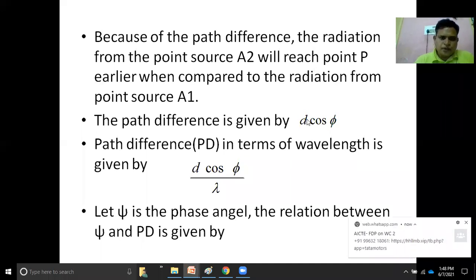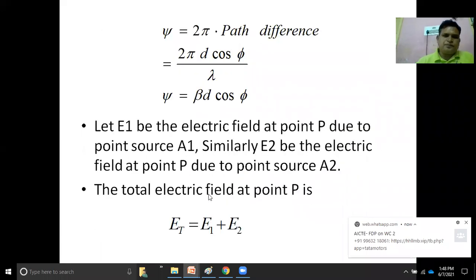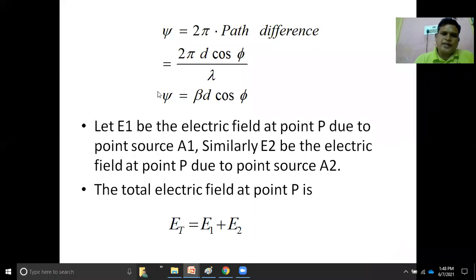Here, the path difference in terms of wavelength is d cos phi divided by lambda. We already know that the phase angle is denoted by psi. Phase angle is equal to 2 pi times the path difference. If you substitute the path difference d cos phi by lambda, 2 pi by lambda is equal to beta, the phase shift constant. Therefore the phase angle is equal to beta d cos phi.